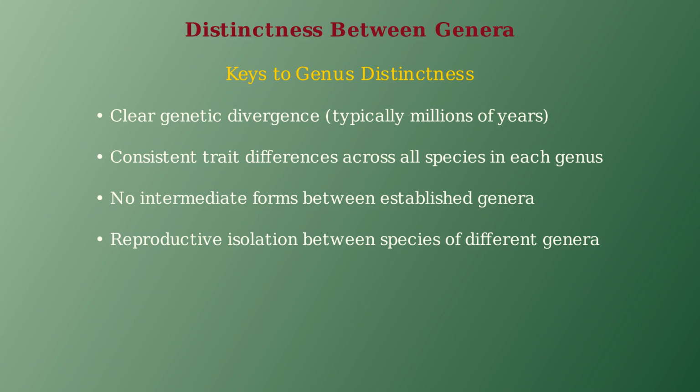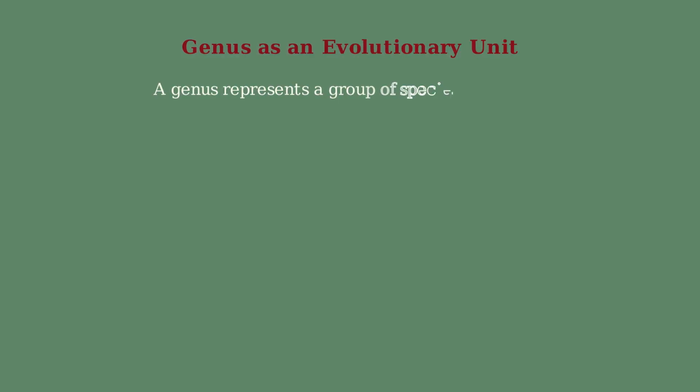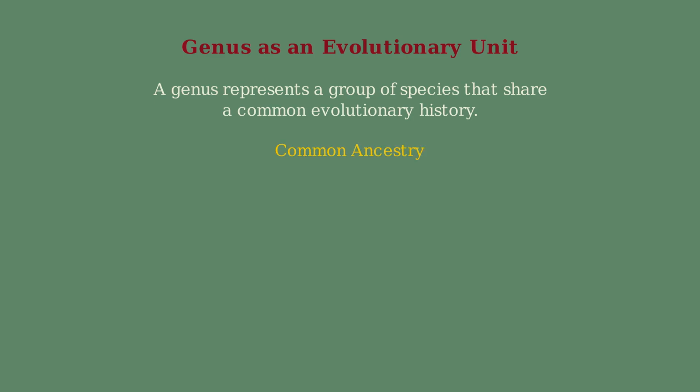There must be consistent trait differences across all species in each genus. True genera should not have intermediate forms between them. And finally, there is often reproductive isolation between species of different genera, though exceptions can occur. A genus represents an evolutionary unit, a group of species that share a common ancestor and evolutionary history.